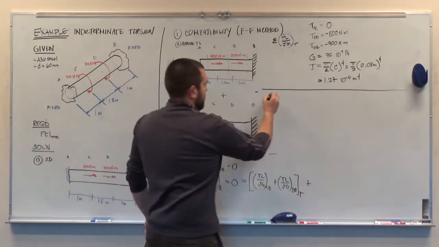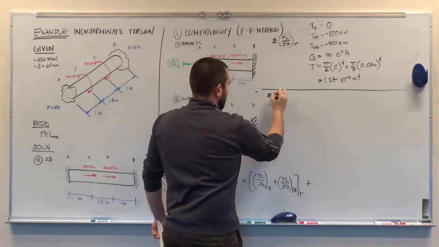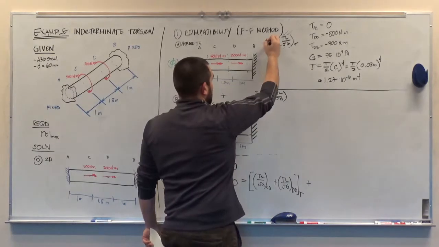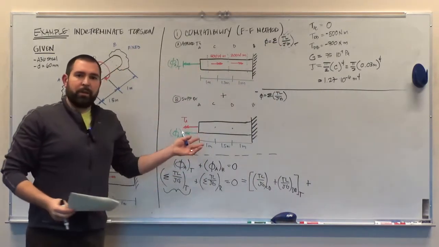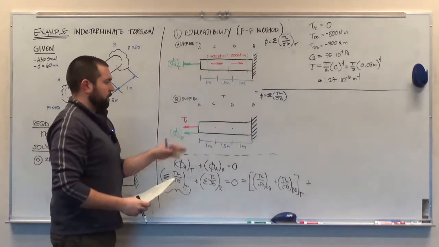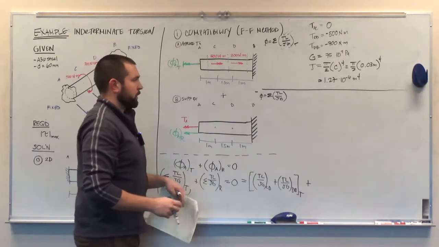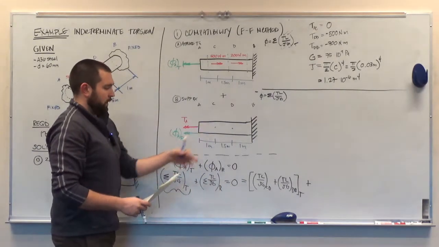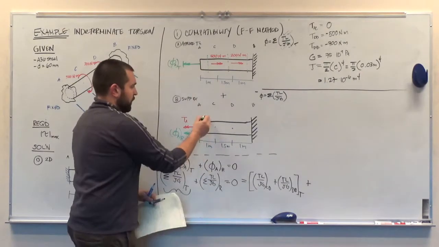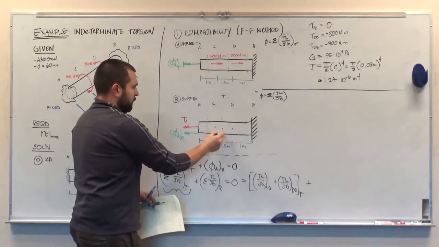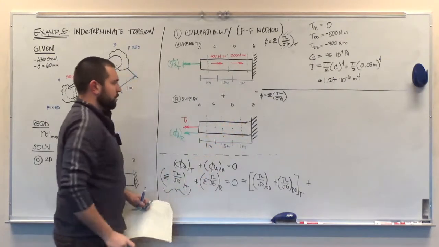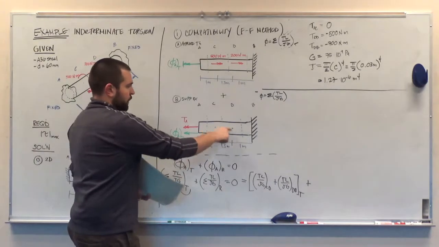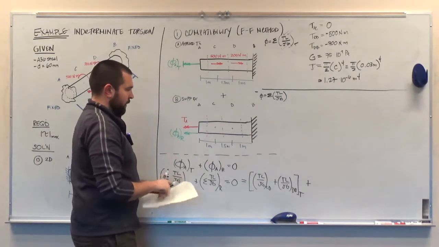Again, our formula is a summation of TL over JG for our angle of twist. But in this case, we don't really need to do a summation at all. The easiest way to figure that out is to first look at what our internal torque is going to be. So if I were to make a section cut between A and C, or between C and D, or between D and B, I'll get the same exact value for the internal torque. There's no intermediate torques here, so it's going to be a constant torque the entire distance.